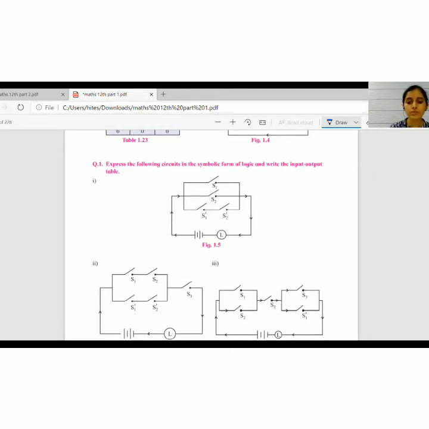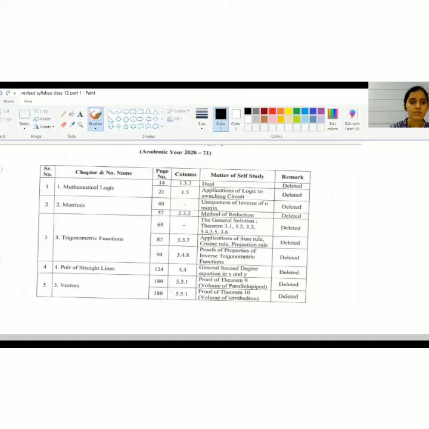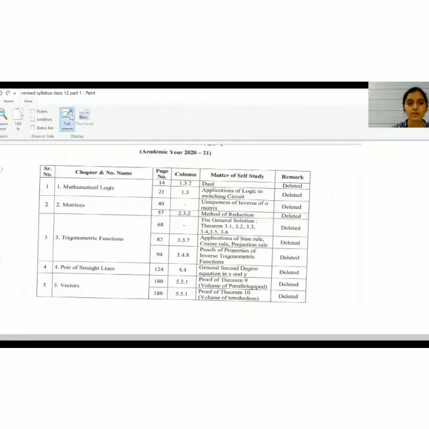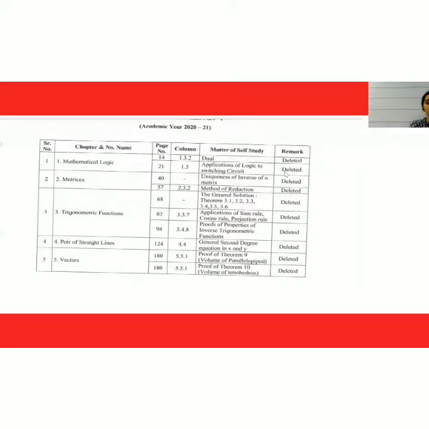Let's move on to the second chapter. Now the second chapter is matrices. In matrices, let us check what is the topic that is not evaluative. It says matrices 40 and 57. What is 40? It's again a very small topic. It says uniqueness of inverse of a matrix. Uniqueness of inverse of a matrix is a very small topic in the chapter and it's excluded.